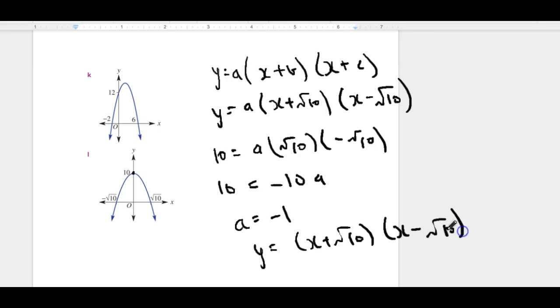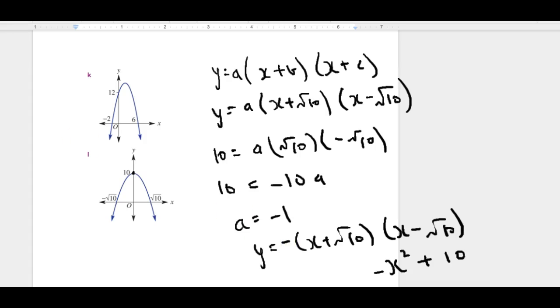Now if you wanted to, you could just write that as negative x squared plus 10, and you would have the same answer. Okay, so if you expanded that, you would get this. Hold on, didn't put my negative in front. There we go. Good stuff.